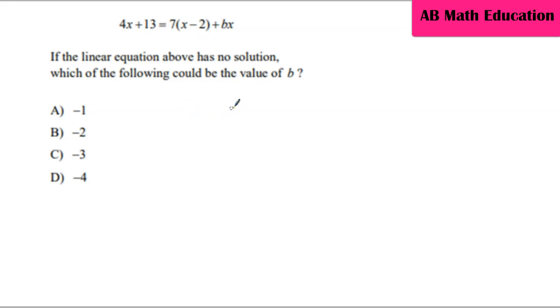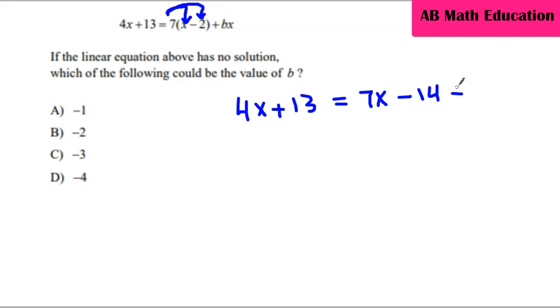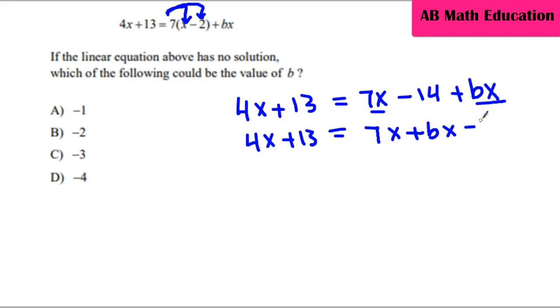So let's go ahead and distribute. We multiply this by that, we get 7x. We multiply it again by that, we get negative 14 plus b. We get 4x plus 13. We bring like terms closer to themselves, so we got 7x plus bx minus 14. We have to understand when a solution is no solution.